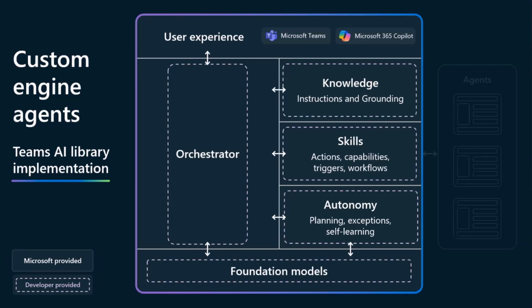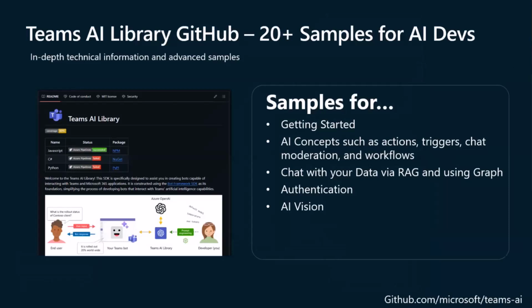And so if you want to dive deep into that next level of building your custom engine agent, then you can go check out the Teams AI library GitHub, where there are a lot of different samples to dive deep into all these different concepts, including custom planning, custom orchestration, as well as more samples on AI actions, chat with your data, authentication. And so today we're going to be exploring one of the samples on custom orchestration with AutoGen.